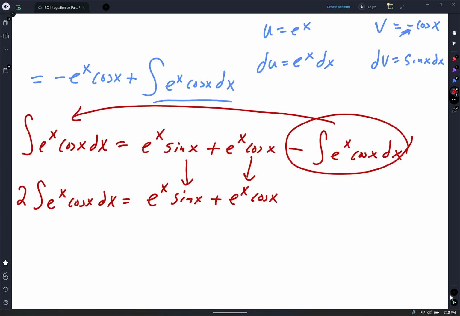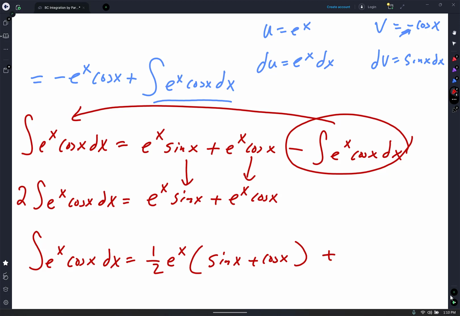Are we okay so far? Any questions? The only thing I have to do is get rid of the 2. How do I do that? Divide by 2. So the integral of e to the x cosine x dx equals 1/2, and I'm going to factor out that e to the x, parenthesis, sine x plus cosine x, close it, plus c. You can actually put the plus c on the inside if you want, but I'm going to leave it right there. And there it is.